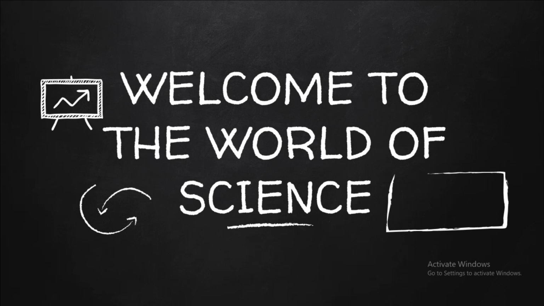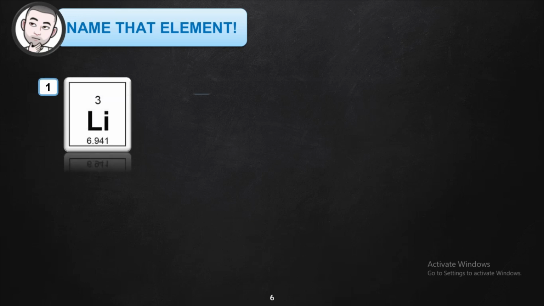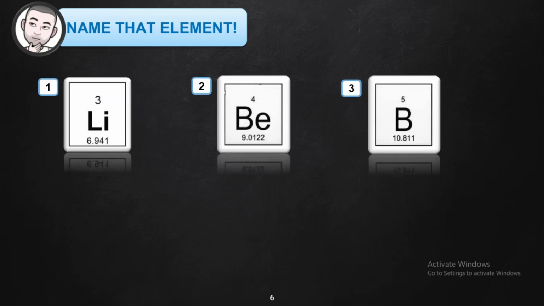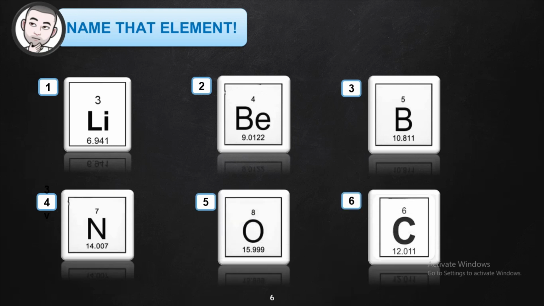Before we proceed with our discussion, I have a challenge for you. I will call it Name That Element. I'll be flashing 6 element symbols here. All you have to do is to identify the name of that element. Habang pina-flash ko siya, pag-isipan nyo na yung sagot. Element symbol number 1, number 2, number 3, number 4, number 5, number 6. I'll give you 10 seconds to think about your answer.